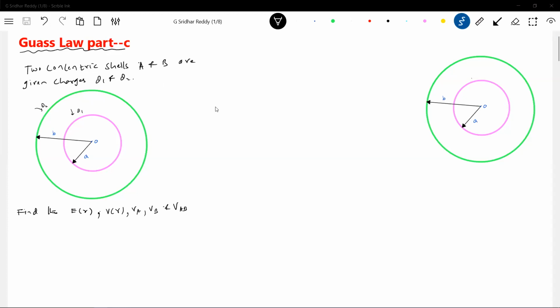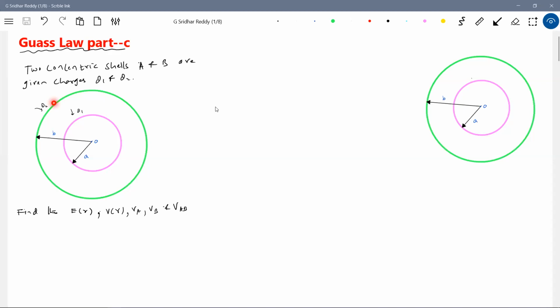Okay, I have two concentric shells A and B. These are thin conducting shells. Thin conducting concentric shells A and B are given charges Q1 and Q2. What will be the potential and electric field everywhere in the region, and also the potentials of the individual shells and also the potential difference? Everything has to be determined.